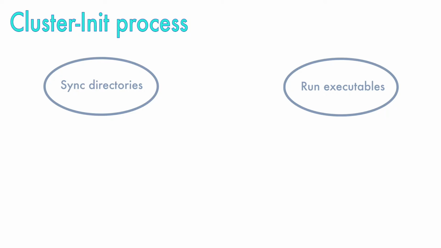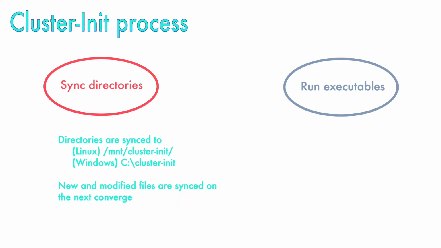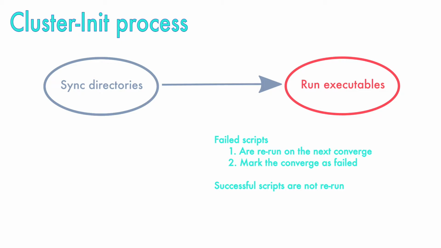When your instance is being configured, the cluster-init tree is copied from your Locker. First, the directories are synced to the local disk in Mount Cluster-Init on Linux, or C Cluster-Init on Windows. Newly created or modified files will be downloaded during every maintenance converge process. Next, the executables are run in alphanumeric order. Scripts are run as root on Linux and administrator on Windows, so you have full privileges to make the system changes needed for your instances.